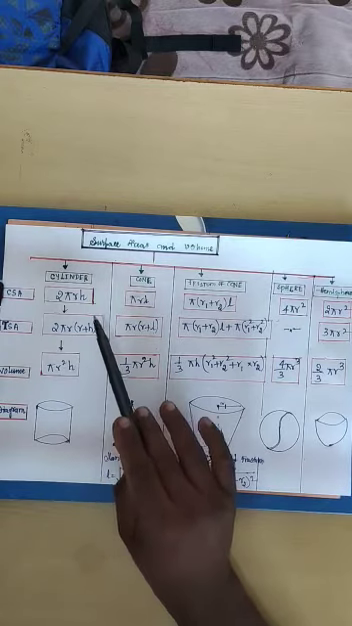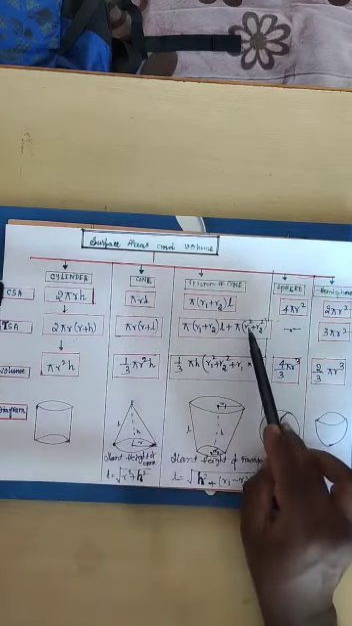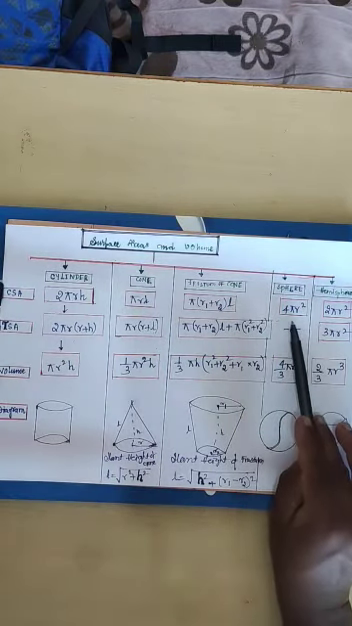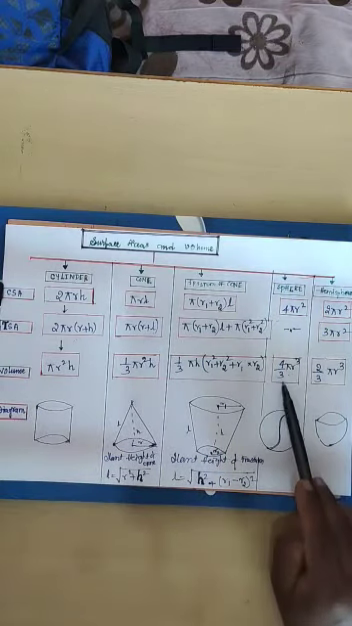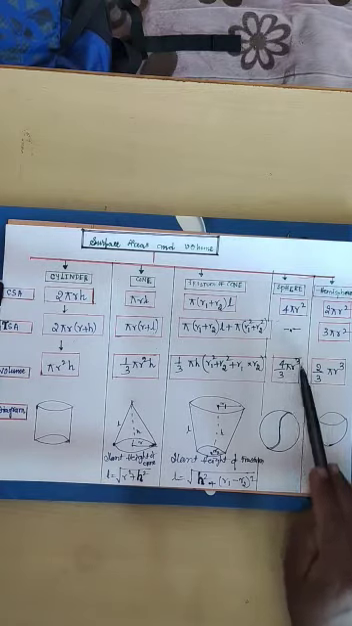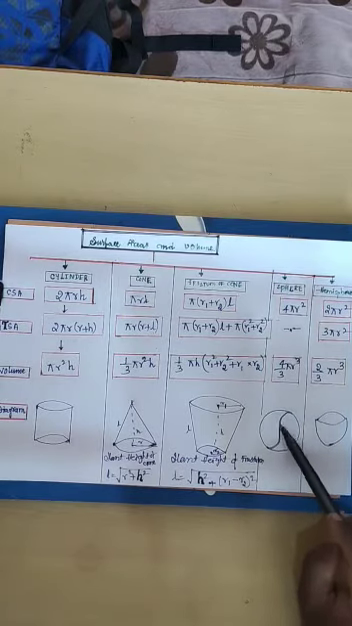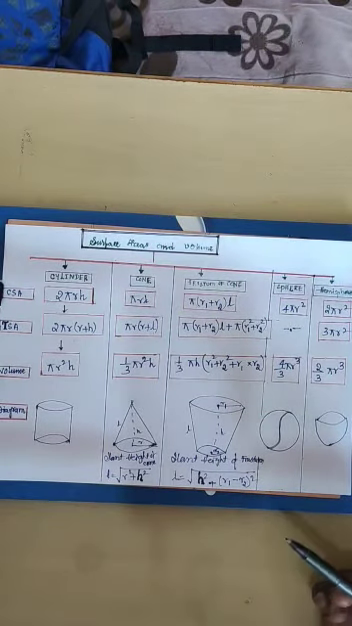Lateral is nothing but curved surface. So curved surface area and total surface area of sphere is 4 pi r square, and its volume is 4 by 3 pi r cube. Here we know that the value of pi is 22 by 7, and r stands for radius of the sphere.